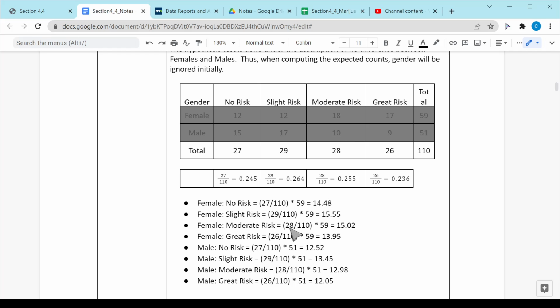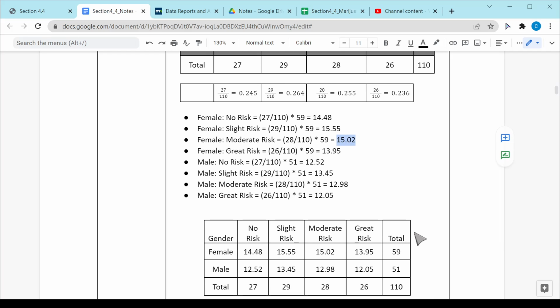So again, I'm going to take the 28 divided by 110. For the females, I'm going to be multiplying that number by 59. And for the males here, so males moderate risk, I'm going to be multiplying that number by 51. So again, how was the 15.02 obtained in my expected count table? 15.02 was obtained by just taking the 25.5% and multiplying it by 59. I'm going to take that same 25.5% and multiply it by the 51 for the males, and I'm going to end up with 12.98.